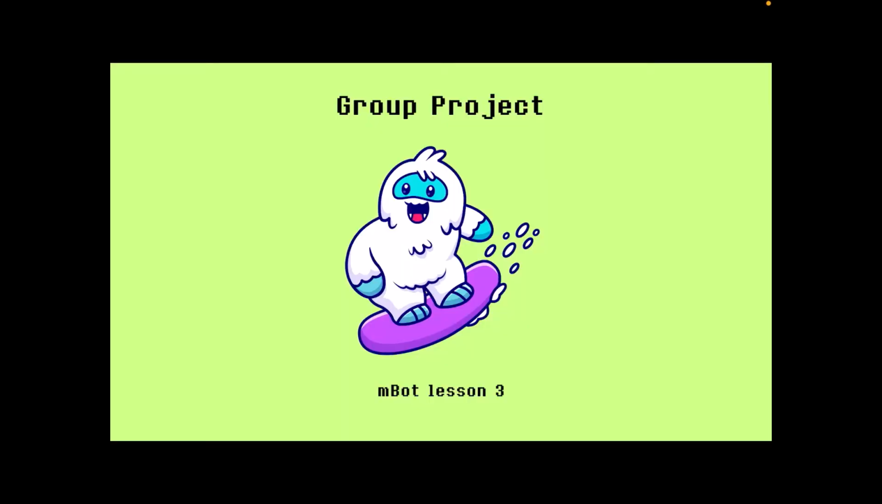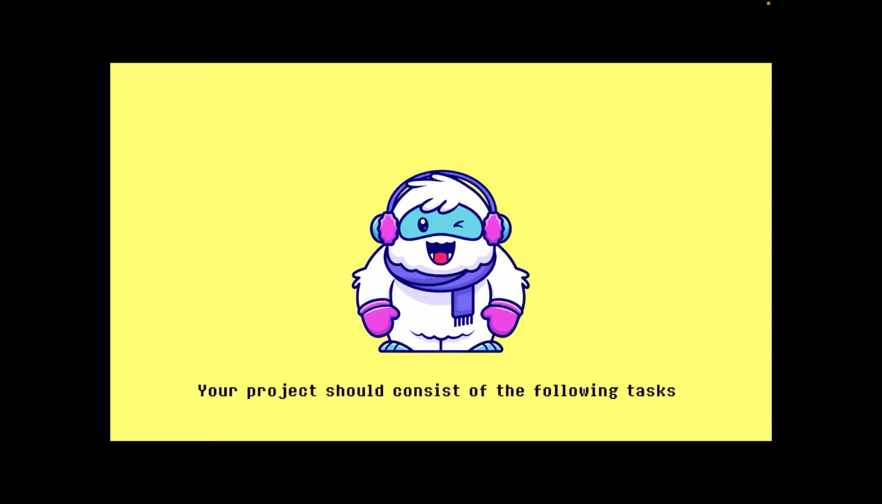So hello everyone, this is Mbot lesson 3 and you're going to do the project in a group. In these classes you're going to combine obstacle avoidance program with line follower program. To combine it, you will do the following tasks together.